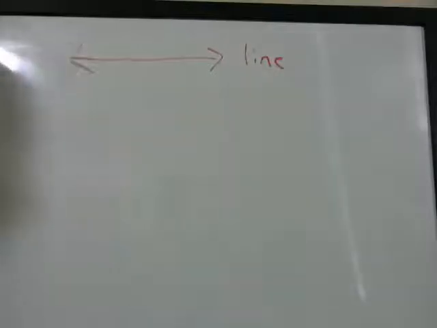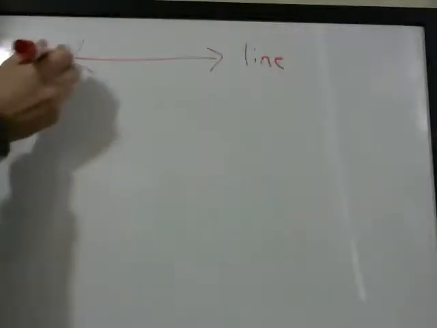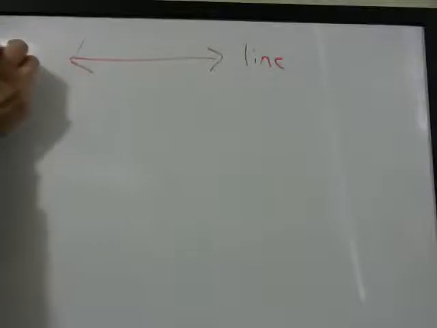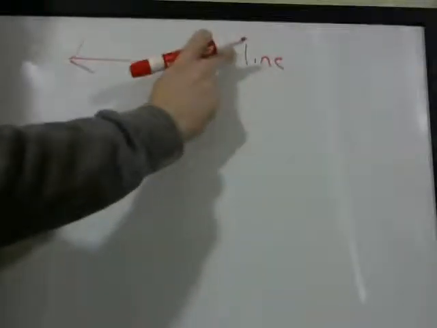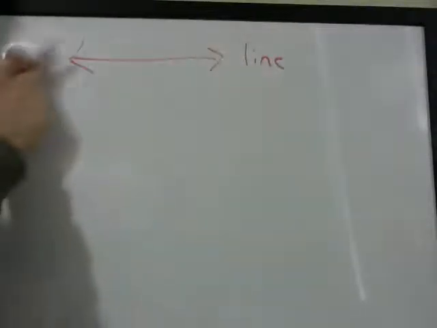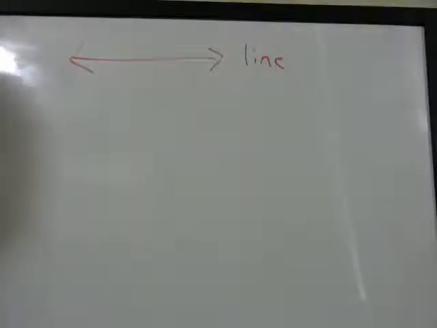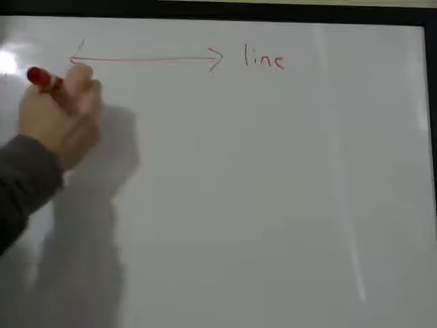This here is the symbol for a line. You can see by the arrows that it's going into infinity on both sides. So the line extends on both ends out past those arrows, but you use an arrow just to indicate that it keeps going. So that's the symbol for a line.